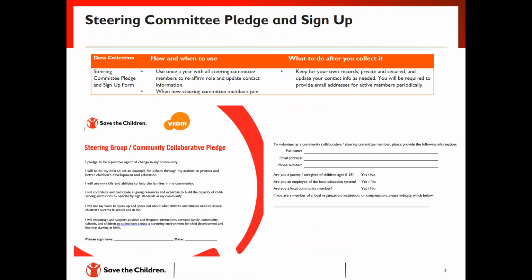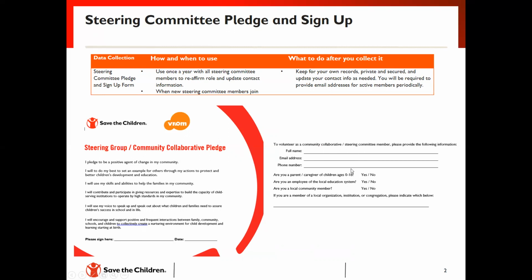Our next form is our steering committee pledge and sign-up sheet. So what this piece of paper does is it articulates a few statements about shared objectives, vision, and really the heart of what these groups are doing. And it also is used to collect some contact information about steering committee members.